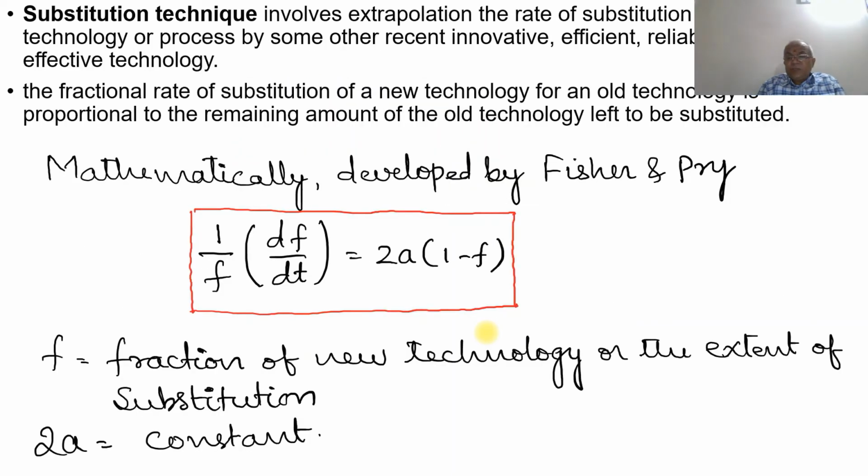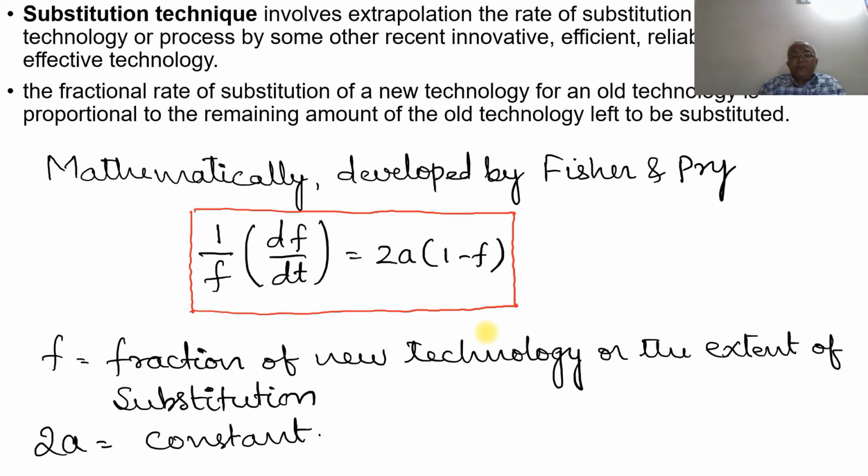Then we have the substitutional technique. It involves extrapolating the rate of substitution of a particular technology or process by some other recent, innovative, efficient, reliable and cost-effective technology. So these are the main things which are required: innovative, efficient, reliable and cost-effective technology. These are the substitution techniques.